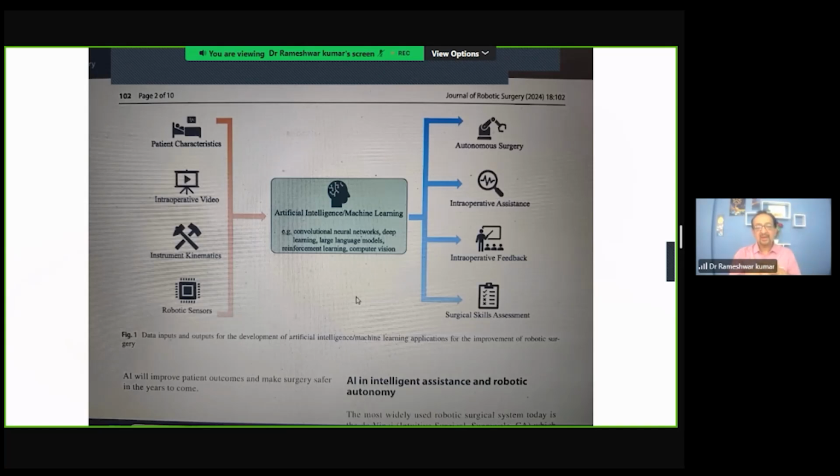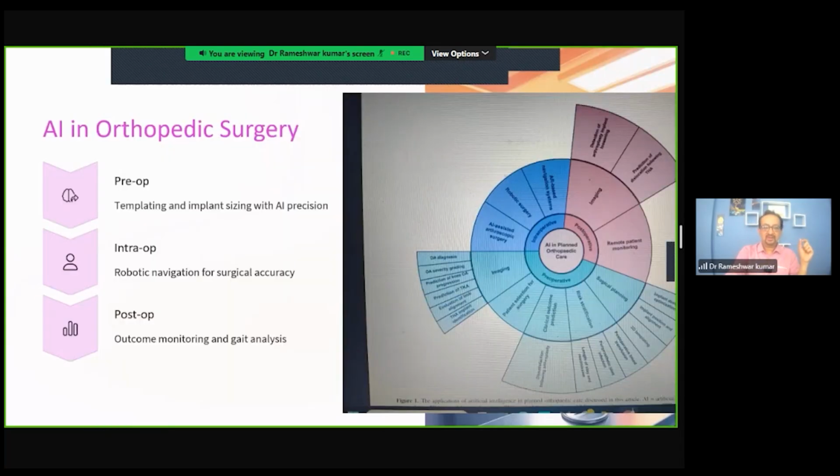It understands using artificial intelligence and machine learning and gives you either some autonomous surgery or acts like an assistant to the surgeons during operations, and sometimes it gives intraoperative feedback regarding your skills, where you are doing wrong, what needs to be improved. And also it helps in surgical skill assessment of the surgeon, based upon the use of artificial intelligence.